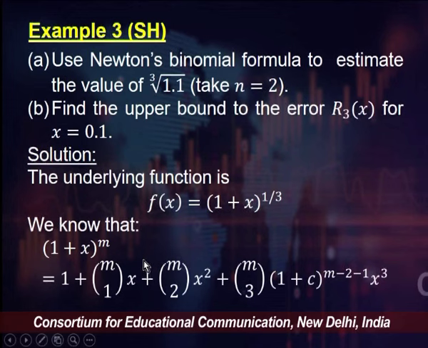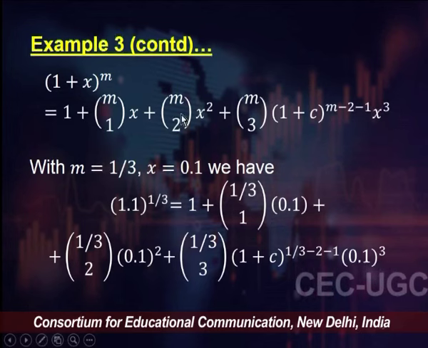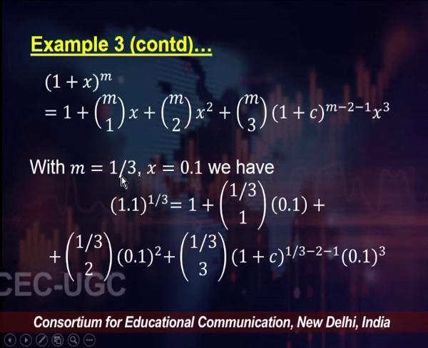Now because we are taking n equal to 2, we know from Newton's binomial formula that (1 + x)^m is 1 plus mC1 times x plus mC2 times x squared. So we have to go up till n equal to 2, and then we have the remainder mC3 times (1 + c)^(m-n-1). So the n is 2 here, so m minus 3, times x cubed. Once we write down Newton's binomial formula, we just have to plug in the information.